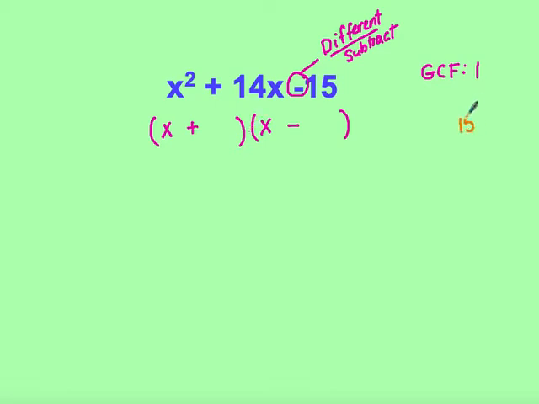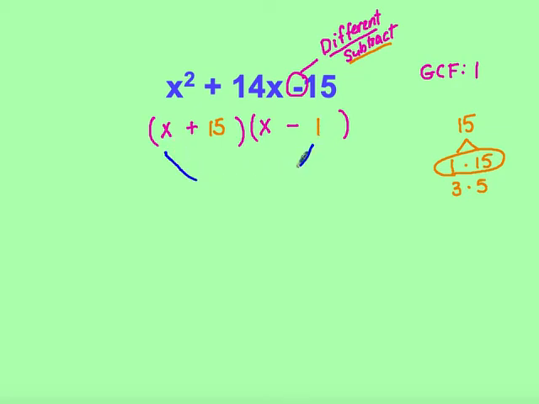But 15, I have a little bit of work to do here. I know my factors could be 1 and 15. They can be 3 and 5. But I'm looking for where I subtract to get the number 14. And I believe that's going to be the 1 and the 5. Since I have to have a positive 14, I'm going to make my larger factor be positive. Now again, I'm going to check that just to make sure.